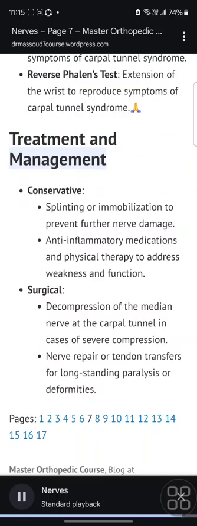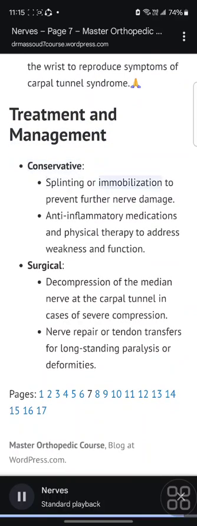Treatment and management. Conservative: splinting or immobilization to prevent further nerve damage; anti-inflammatory medications and physical therapy to address weakness and function. Surgical: decompression of the median nerve at the carpal tunnel in cases of severe compression. Nerve repair or tendon transfers for long-standing paralysis or deformities.